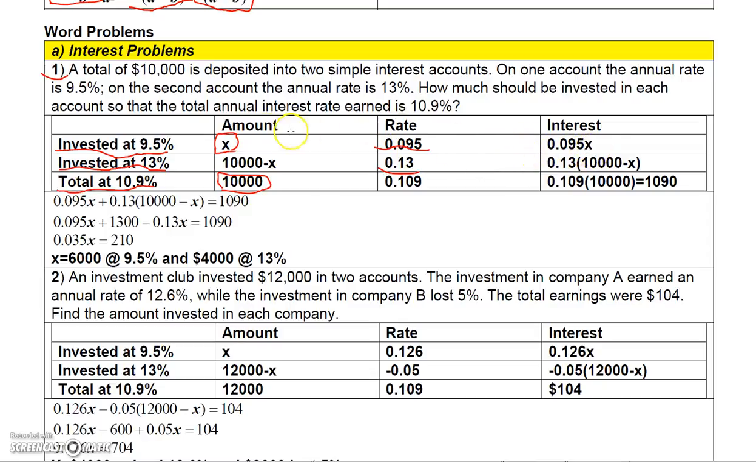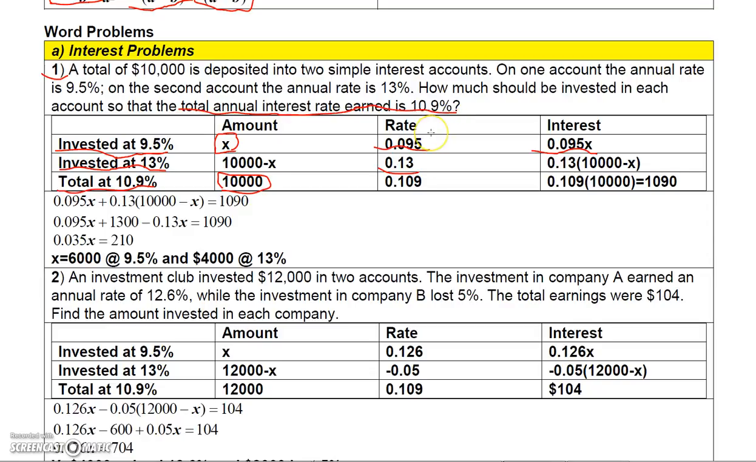So principal times rate. Here the principal is X, the rate is 0.095, so the interest that I earned would be 0.095X. Here, the principal is 10,000 minus X, the rate is 0.13, and you're going to have 0.13 times 10,000 minus X.